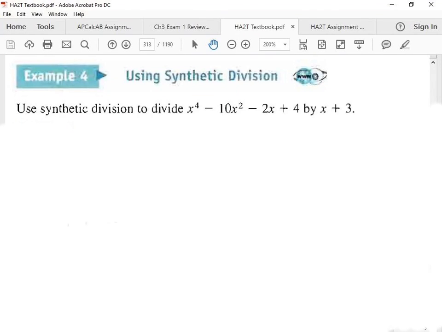In order to do the reverse tabular method for this, we still have to make sure, as we're not doing synthetic division this time, that we have no missing terms. So we go x to the fourth, then plus 0x to the third, because there's no x to the third, it's missing, it goes from 4 to 2, and it has to count down in order. Alright, so then we have minus 10x squared minus 2x plus 4.